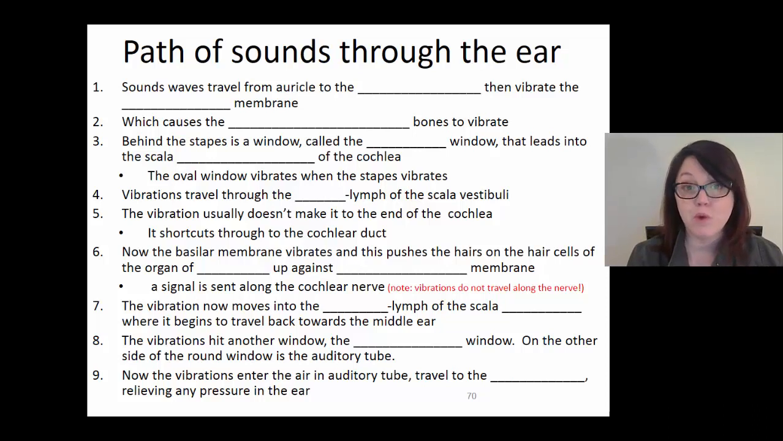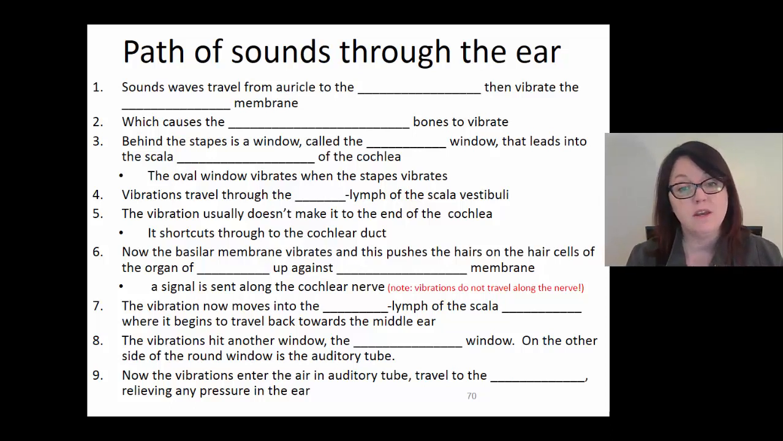Note that vibrations do not travel along the cochlear nerve. A nerve is a bundle of axons. Axons carry electrical signals, so the vibration itself does not transmit through the cochlear nerve. The vibrations do have to leave the cochlea, though, or else the cochlea will explode. The vibrations are going to move to the perilymph of the scala tympani, where the vibrations will then begin to travel back towards the middle ear.